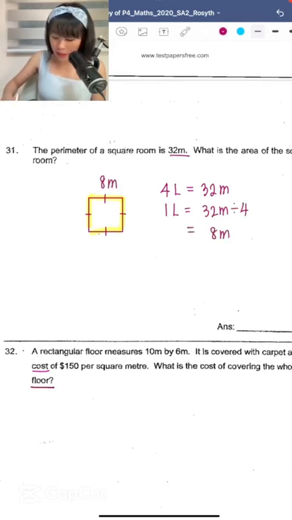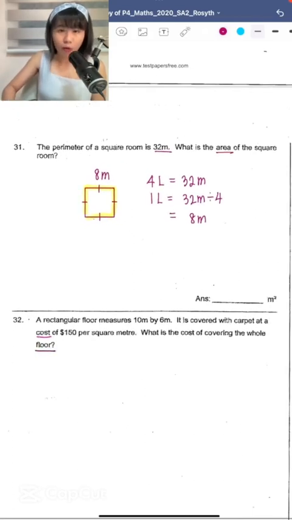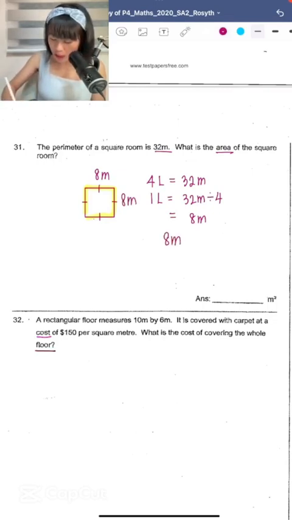If the length is 8 meters, they ask you to find the area. Remember, the formula for area is length times length. For a square, the lengths are the same. So 8 times 8, which will give you 64 meters square.